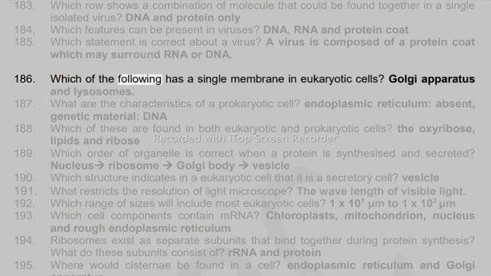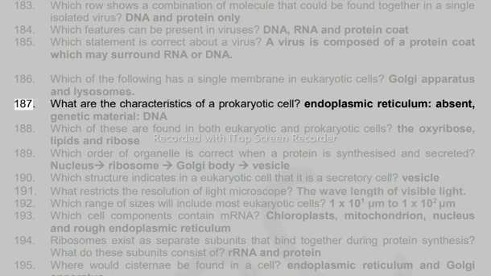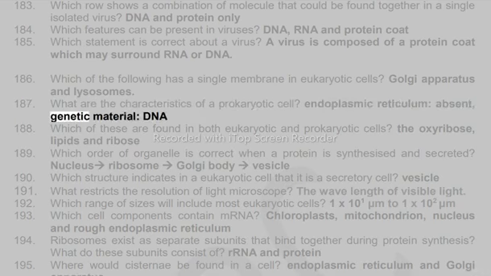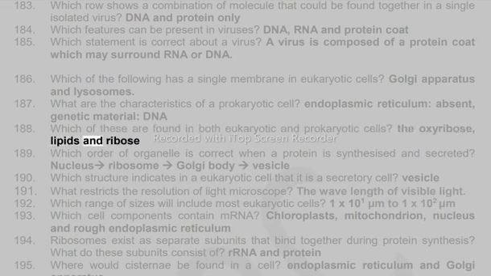186. Which of the following has a single membrane in eukaryotic cells? Golgi apparatus and lysosomes. 187. What are the characteristics of a prokaryotic cell? Endoplasmic reticulum, absent; genetic material, DNA. 188. Which of these are found in both eukaryotic and prokaryotic cells? Deoxyribose, lipids and ribose.